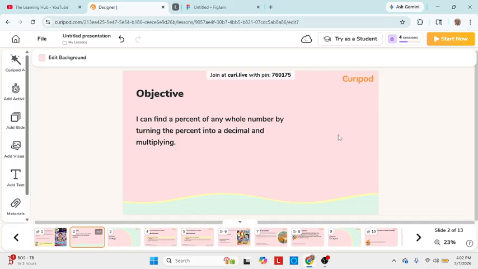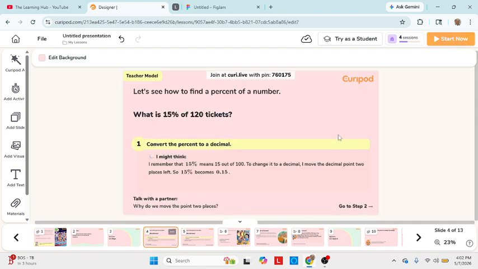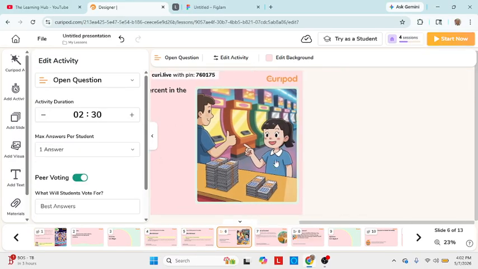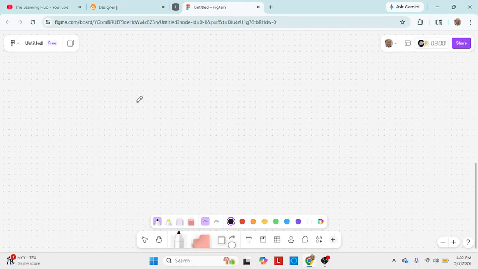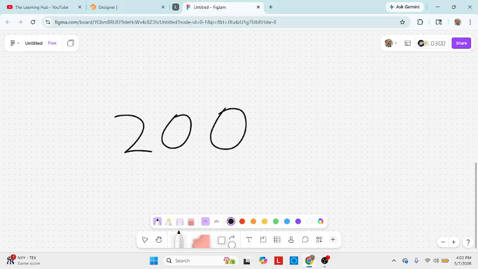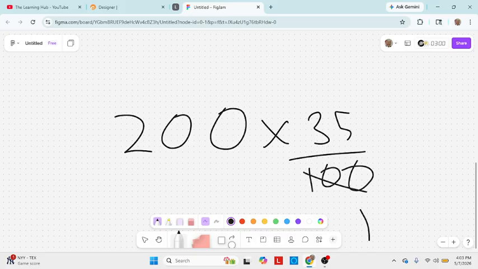So the objective is: I can find a percent of any whole number by turning the percent into a decimal and multiplying. So let's begin. What is 15% of 120 tickets? We literally just found this, so we don't need to do that. Now it's our turn. What is 35% of 200 points? 200 times 35 by 100 is equal to 70.